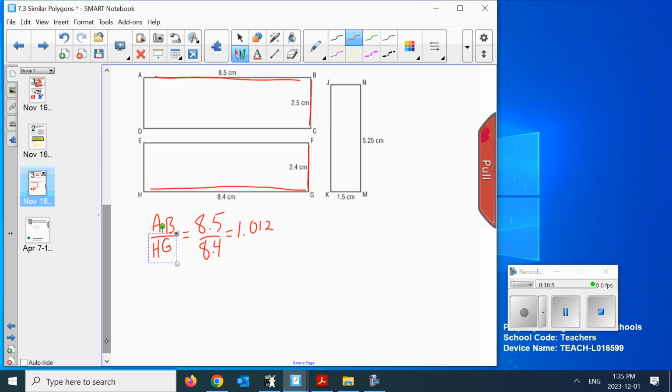So BC compared to FG, 2.5 to 2.4. And you are expected to actually do it here. And it ain't. It's 1.04. So the top and bottom shape are not. I'm going to call this one the top shape. Bottom. I'm going to call this the right. For obvious reasons.